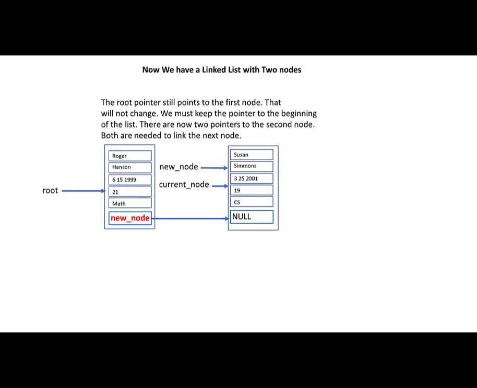Then, once we're finished with that, the nodes have been connected. So Roger's link now links to Susan. We no longer really need the current node to point to Roger. We have the root node pointing to Roger, so we can move our current node pointer over, that's step 9, so that the current node pointer now points to Susan. So now the new node pointer points to Susan as well as the current node pointer.